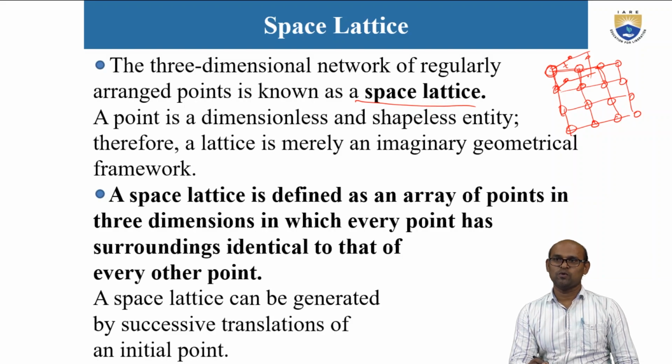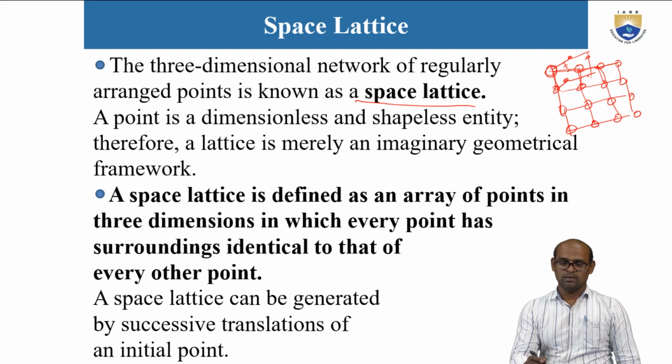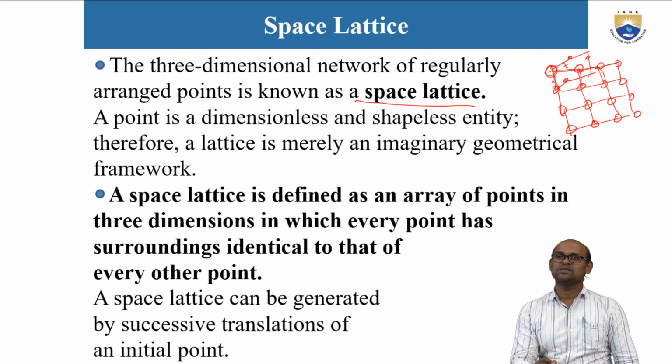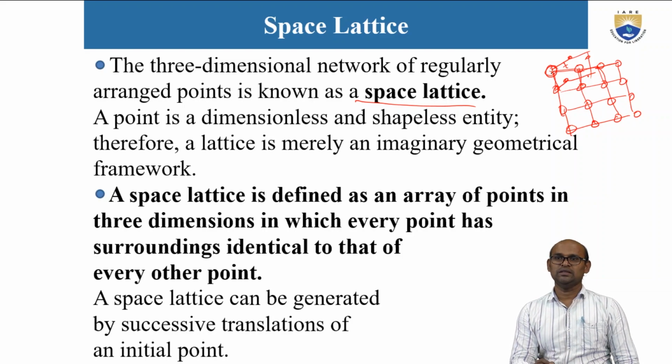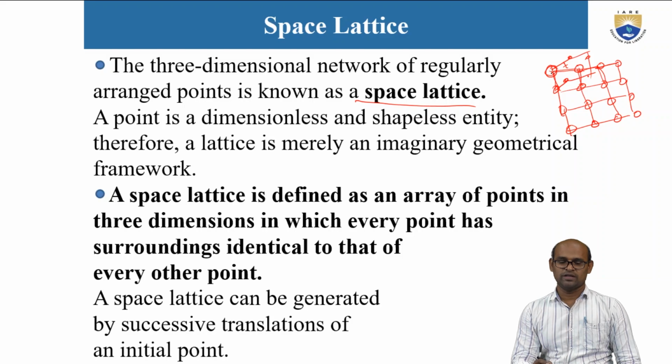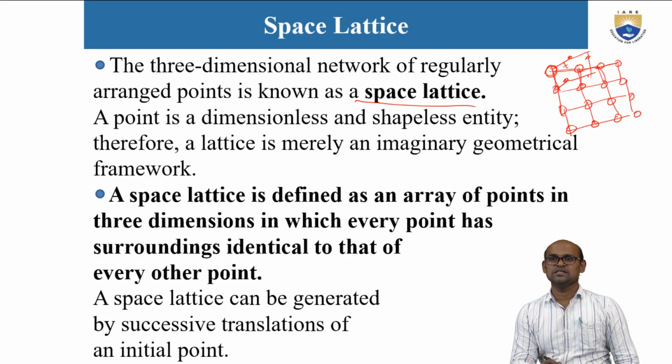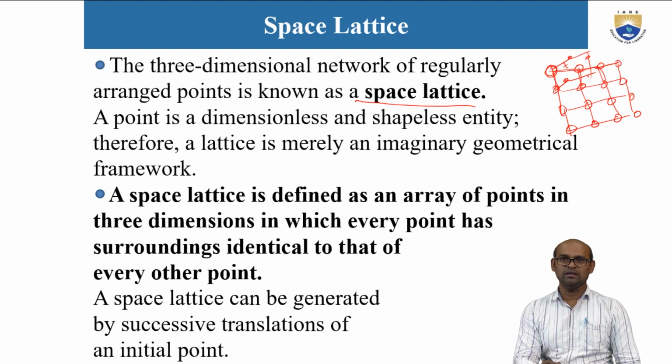Those are called lattice points, and the network obtained by placing these lattice points at the mean position of each atom is a three-dimensional network of regularly arranged points. Such a three-dimensional network is known as a space lattice. A point is a dimensionless and shapeless entity, therefore a lattice is merely an imaginary geometrical network.